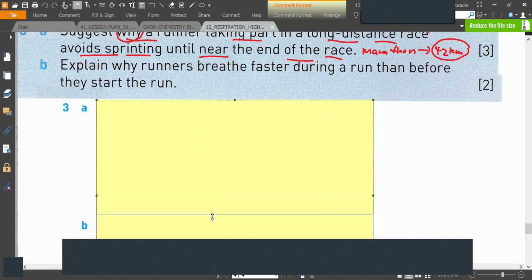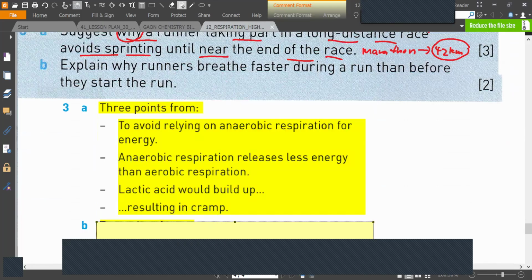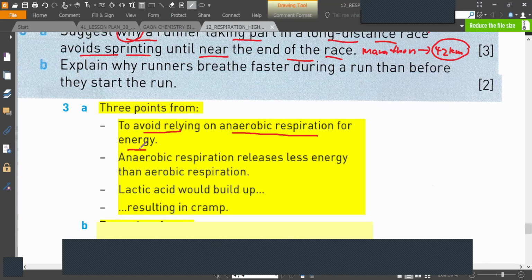So they want to avoid relying on anaerobic respiration for energy. First problem, anaerobic respiration releases less energy than aerobic respiration. And then it will also cause lactic acid to build up. Lactic acid can build up, resulting in muscle cramp. So that's why they don't want to get into anaerobic respiration.